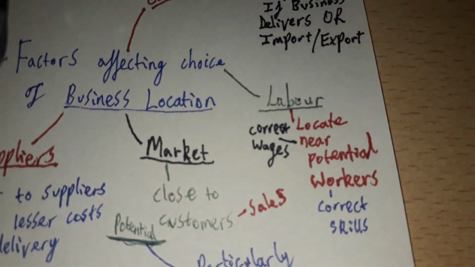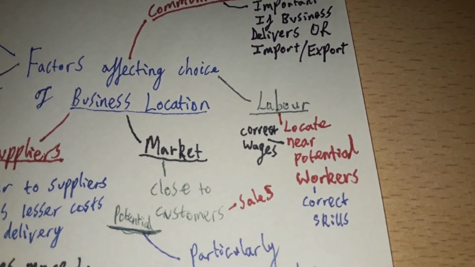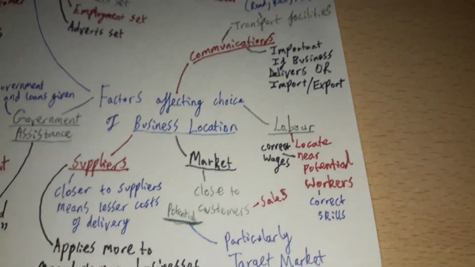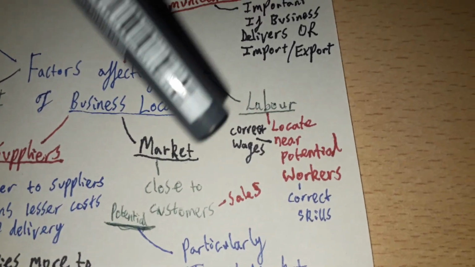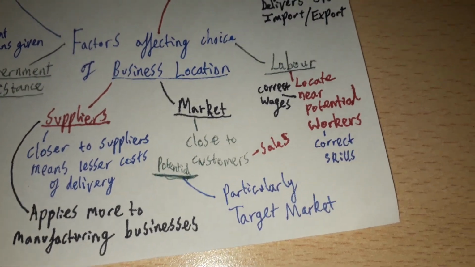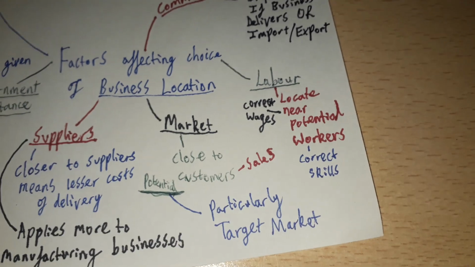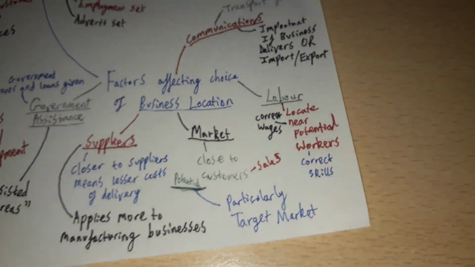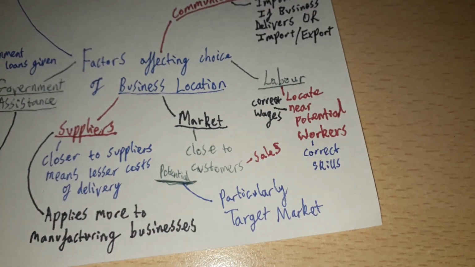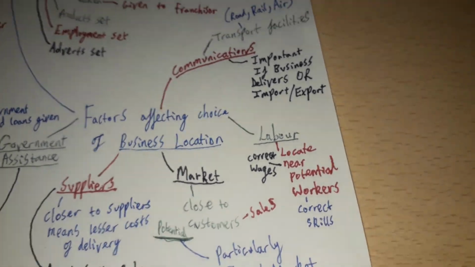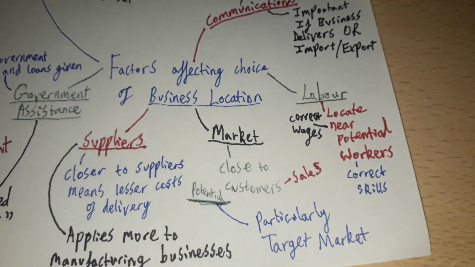So next, let's look at market. So this is all about how close you are to customers, because the customers lead to your sales. You need customers to get sales. So in particular, you want to be close to your target market, because your target market is the people who you're going to be selling most of your product to. So if you're close to them, you get more people going there, you get more sales, you get more profit.